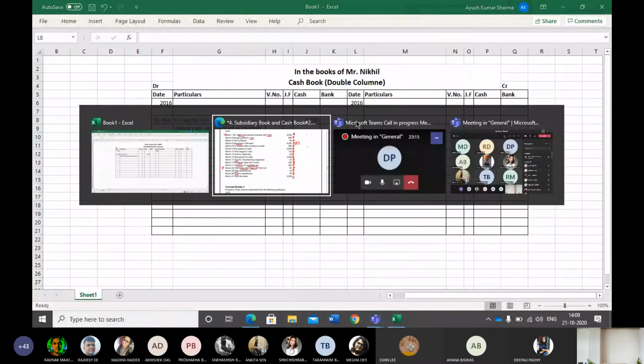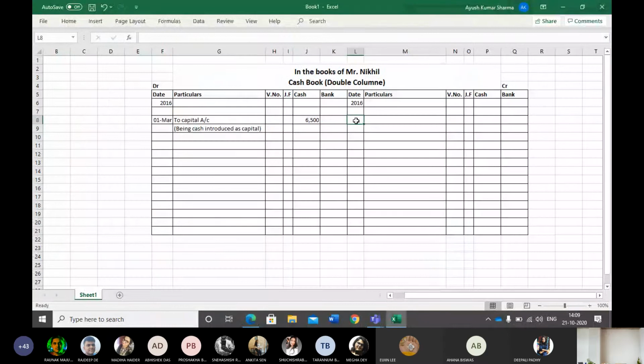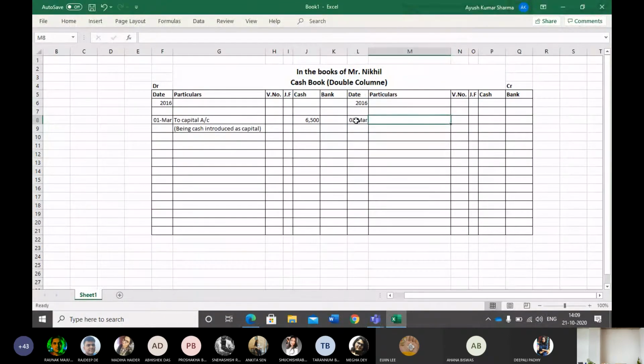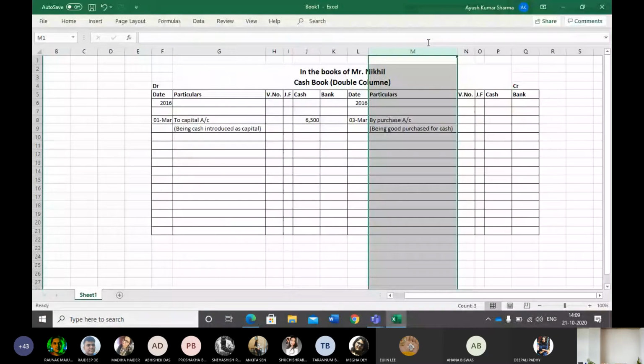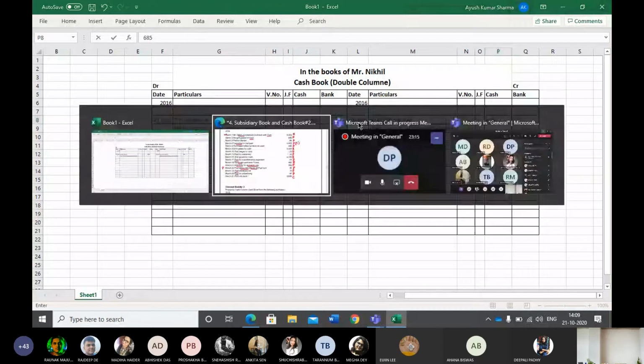We'll write on the credit side. The date will be 3rd March. By purchase account, 685. Being goods purchased for cash. 685 in the cash column.